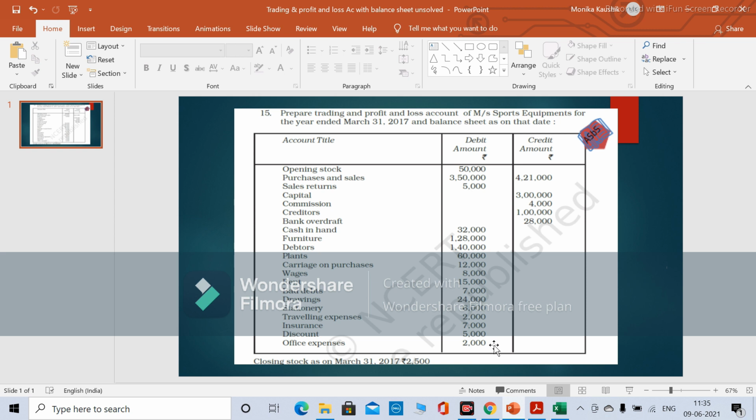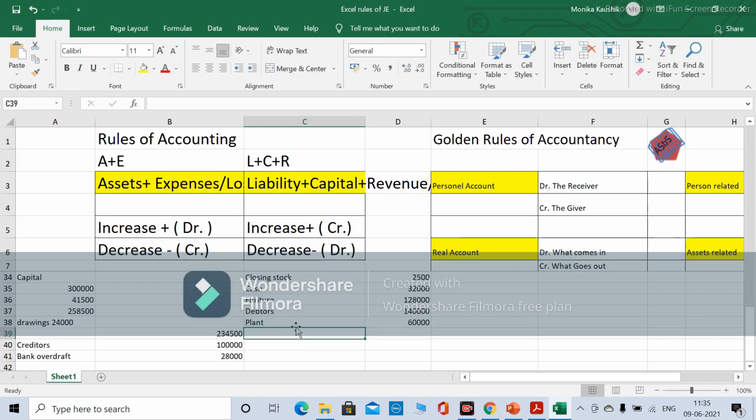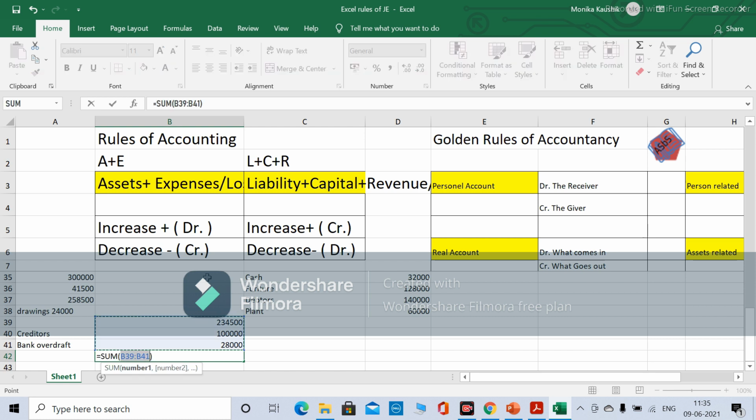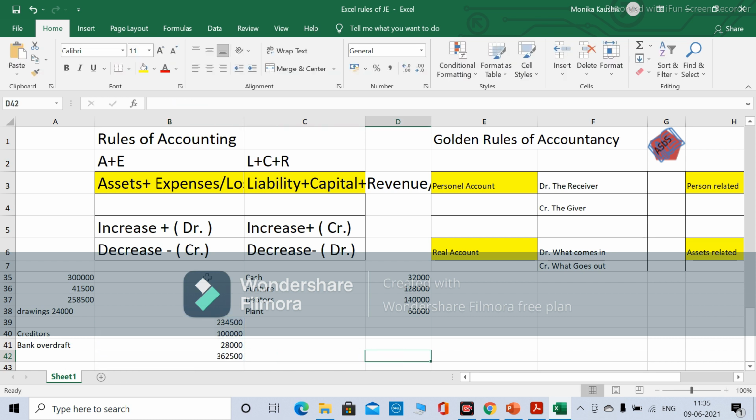So now let's calculate debit and credit both sides. Both sides should be equal. Then after we can see that our balance sheet is matching. Okay, so let's calculate. So these are matching. Okay, so our balance sheet is matching. So this question is done for today.